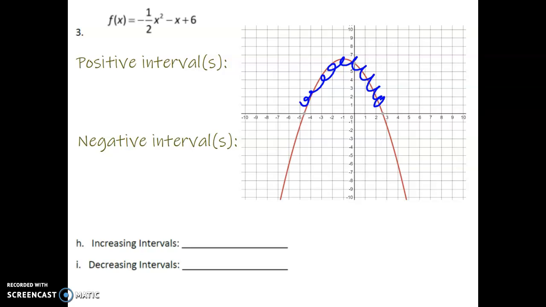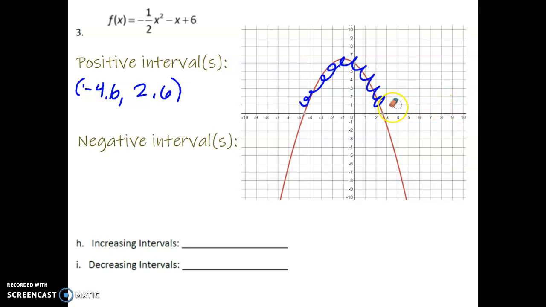So my x-intercept right here is -4.6. That's where my interval starts. And then it ends over here at positive 2.6. It's positive in between those two values. So my interval for positive is negative 4.6 up through positive 2.6. Remember, for your intervals, you always need a starting point and a stopping point.